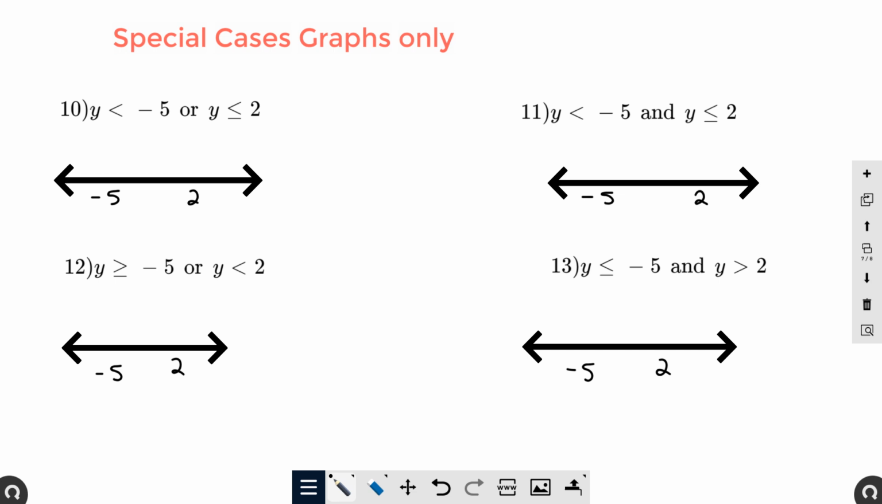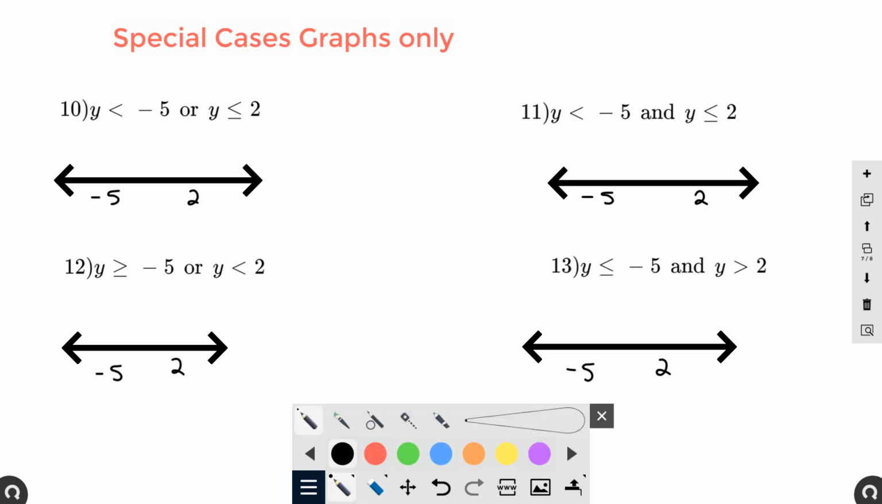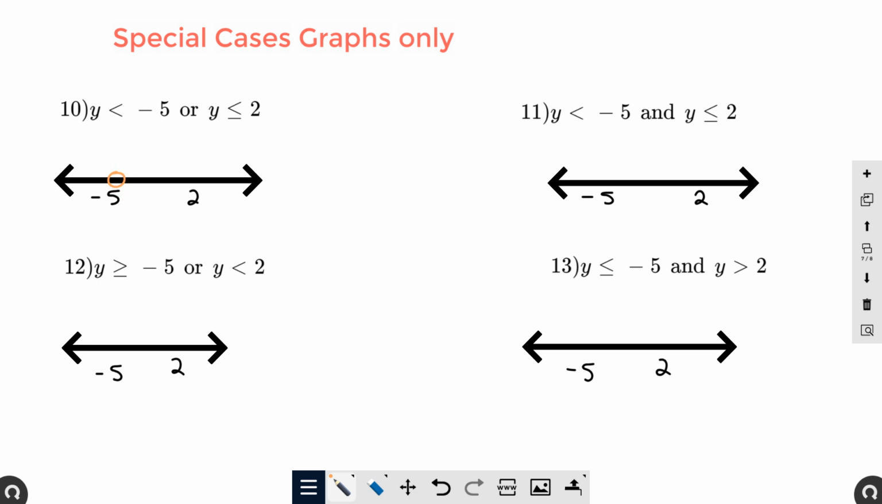And if you notice with the first one, this is an or problem, but they're both less than. If they're both less than, they're both eating the number, which way do we shade for them? To the left, right? If it eats the number, it shades to the left. So here, if we were to go through and do this one by itself, this was an open circle at -5, and it's shading left. At 2, it's a closed circle, and it's shading left. So that's going to overtake each other, right?